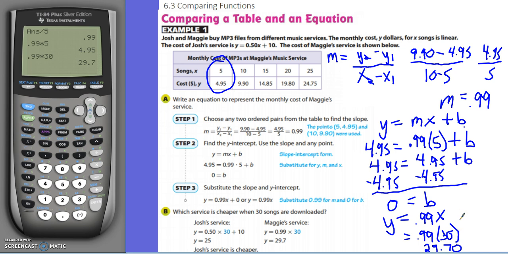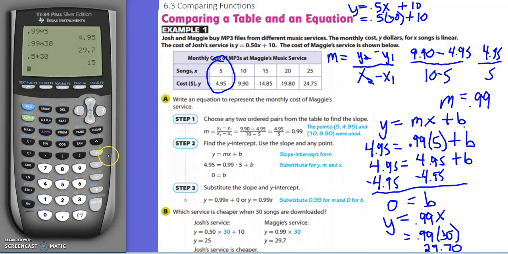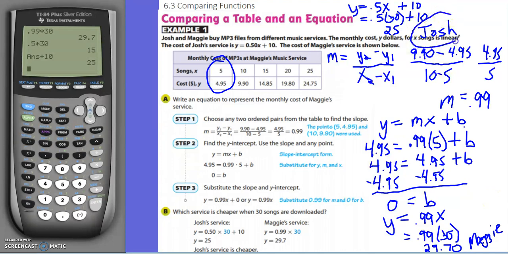If we do it for Josh, Josh was with the equation 0.5x plus 10. So if we did 0.5x plus 10, so 0.5 times 30 plus 10 will get you 25. This was for Josh, and this was for Maggie. So it looks like Josh is cheaper. Alright, let's go to number 1.